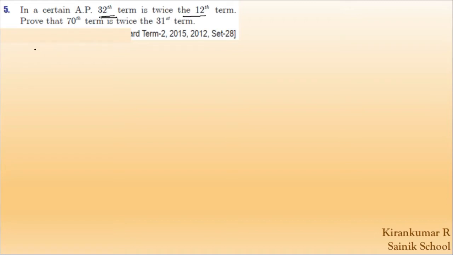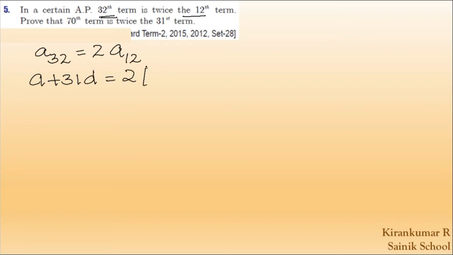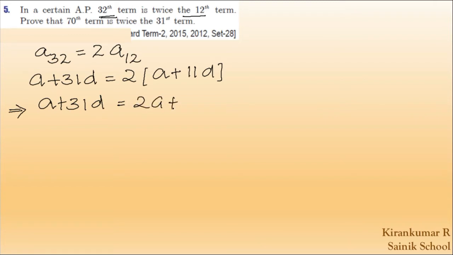For this arithmetic progression, I'll consider a to be the first term, common difference as d, so the nth term as an. According to the question, the 32nd term is 2 times the 12th term. Let us apply the formula. This will be a plus 31d, which is equal to 2 times a plus 11d. Let us further simplify. We get a plus 31d equal to 2a plus 22d.